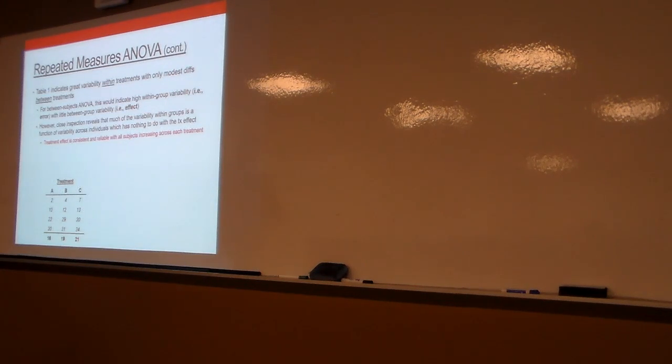All right, so if we're taking a look at this table right here, we've got treatment A, treatment B, and treatment C, okay? If I'm looking at scores in this table, I'm seeing a great deal of variability within treatments and a little bit of difference between treatments. Nick, can you tell me how I'm arriving at that? How did I arrive at that conclusion?